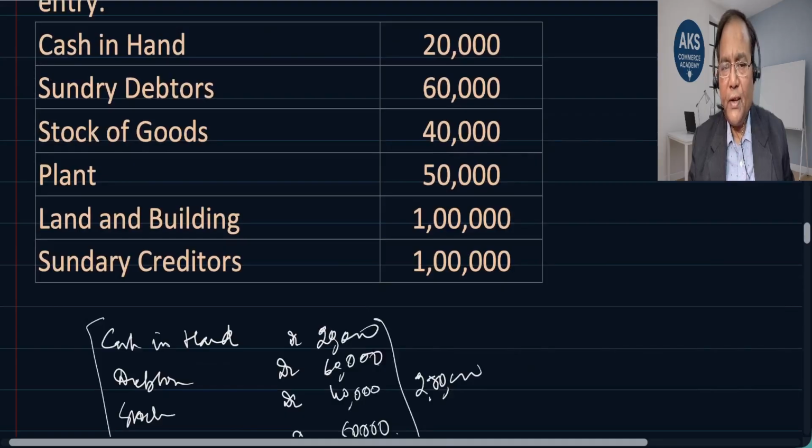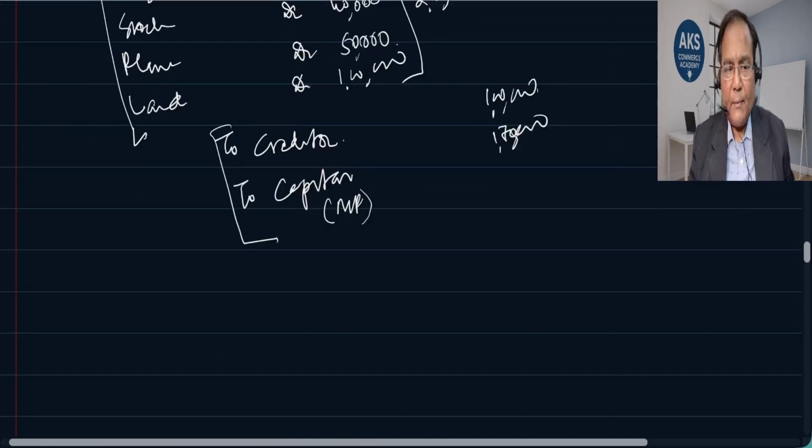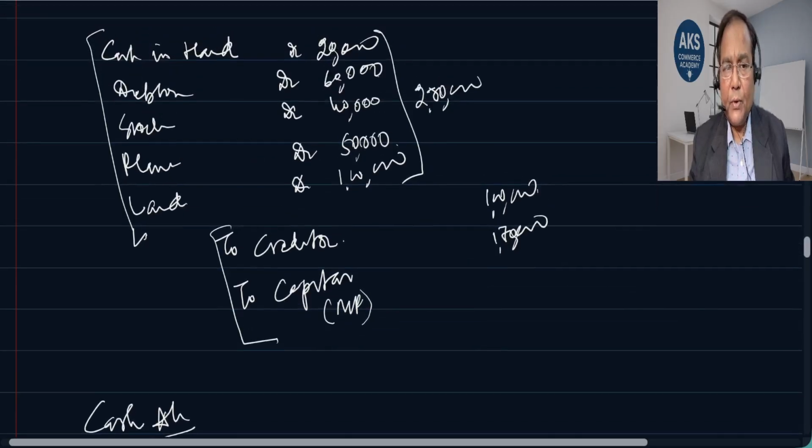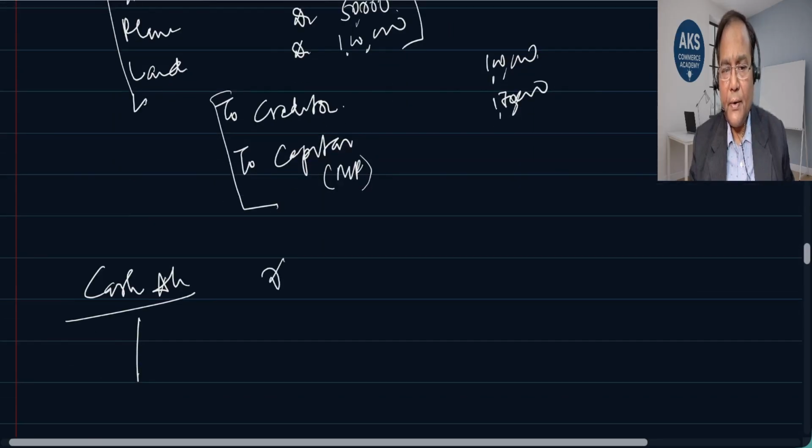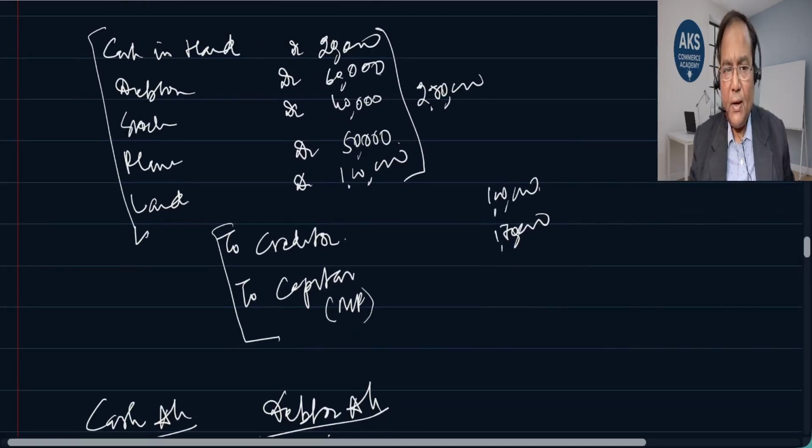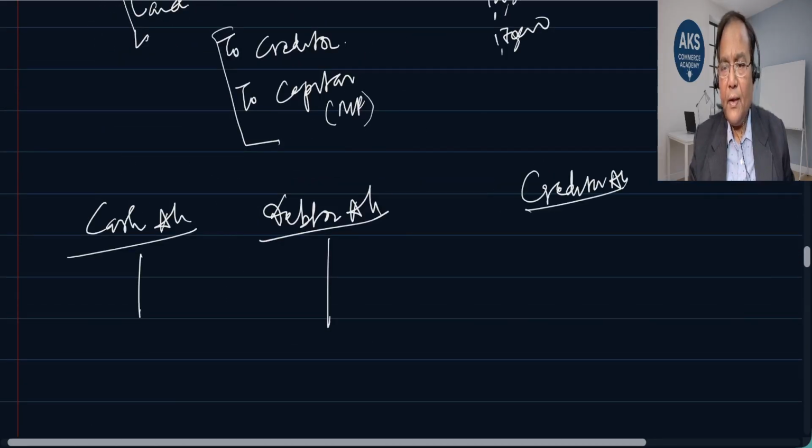So how is the posting to be done? I'll give you one or two. For example, this is cash account, cash in hand. So cash account is required to be made. Then we prepare the next one, debtors account. Then third, we will see similarly stock, plant, land and building. Now creditor is creditor and there is capital. I picked up two from the liability side and two from the asset side.